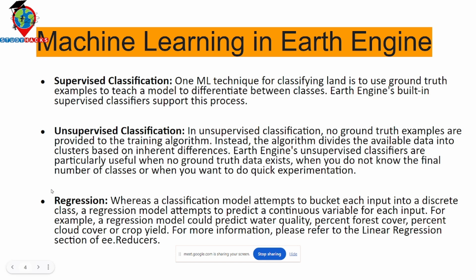And regression is mainly one kind of model that works for different types of prediction, such as water quality, percent forest cover, percent cloud cover, or crop yield. It is referred to as linear regression. Using linear regression, we can easily predict what will happen in the future. So we talk about these types of things.